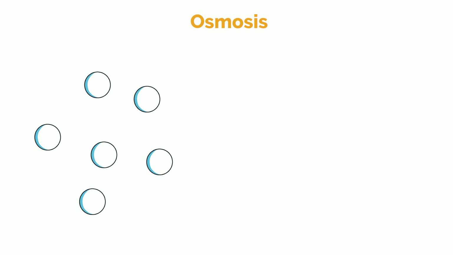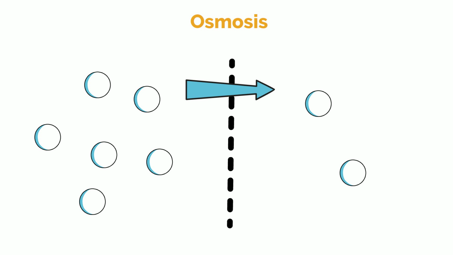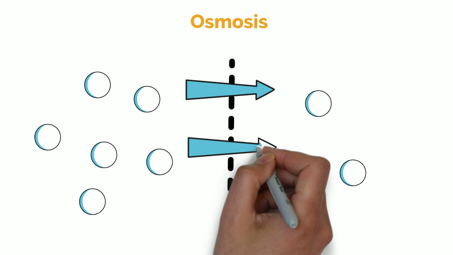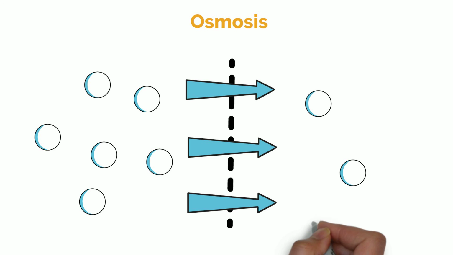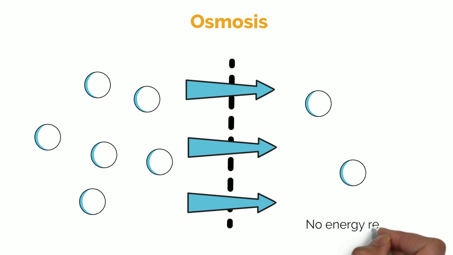Osmosis is the same as facilitated diffusion, but without the use of proteins. In this process, solvents such as water pass through the lipid membrane according to an electrochemical gradient, from high to low concentration. As with diffusion, no energy is required for this process.